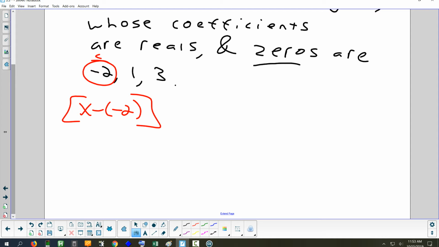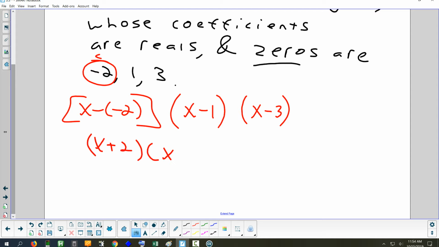Let's do it again. What if 1 is a root? What else do you know? X minus 1 is a factor. Yes. And what if 3 is a root? X minus 3 is a factor. Yep. So now we've got x plus 2, x minus 1, x minus 3.